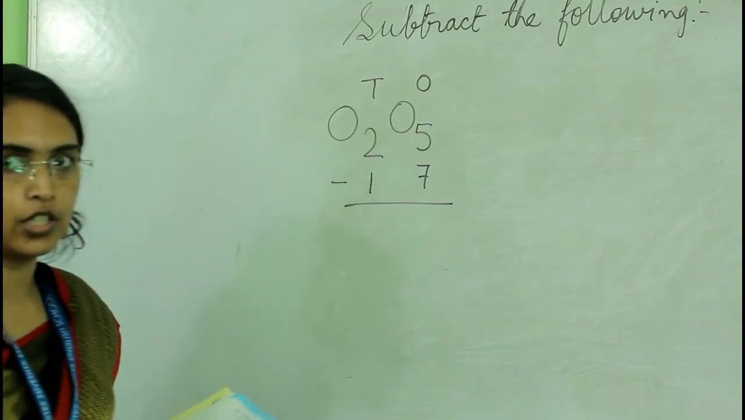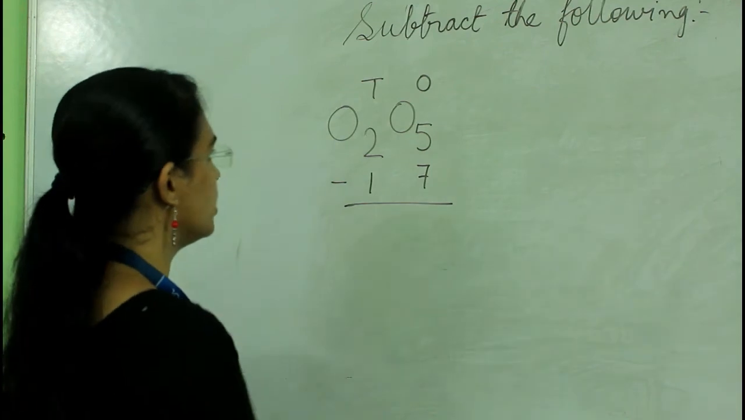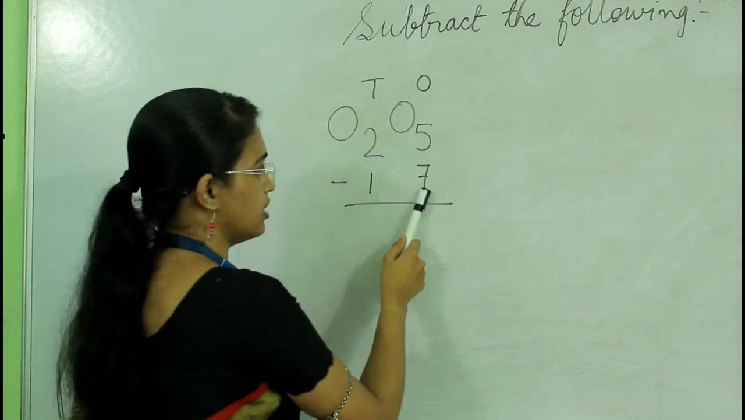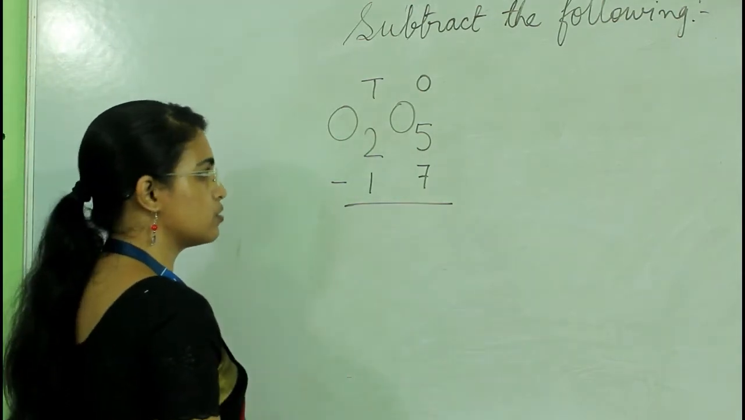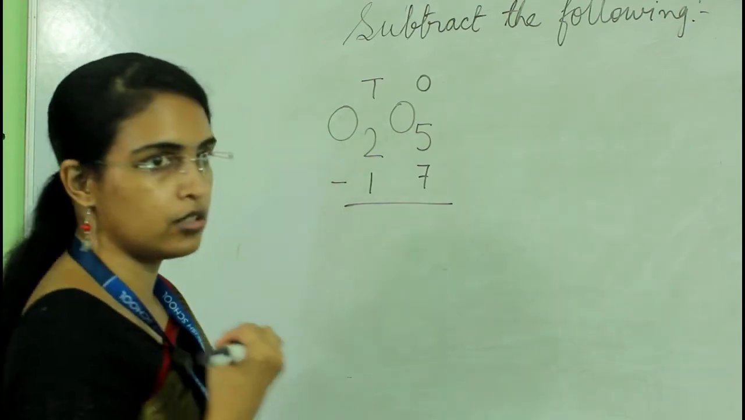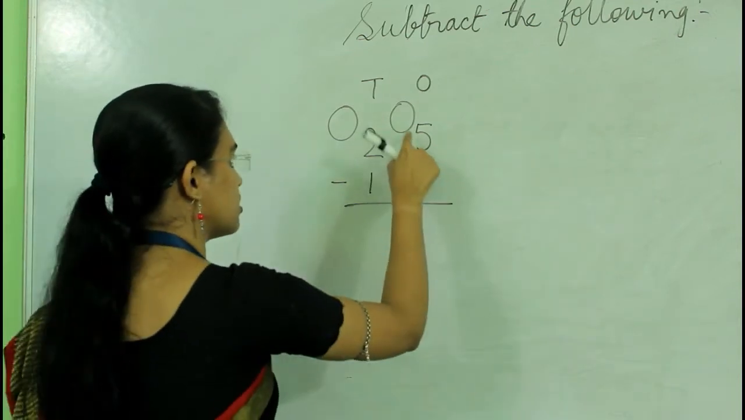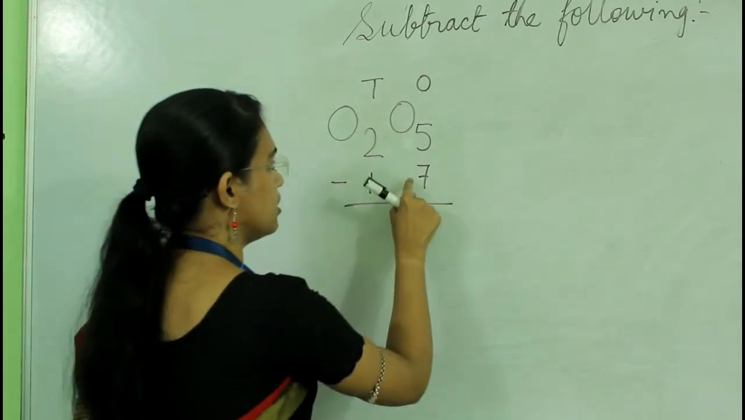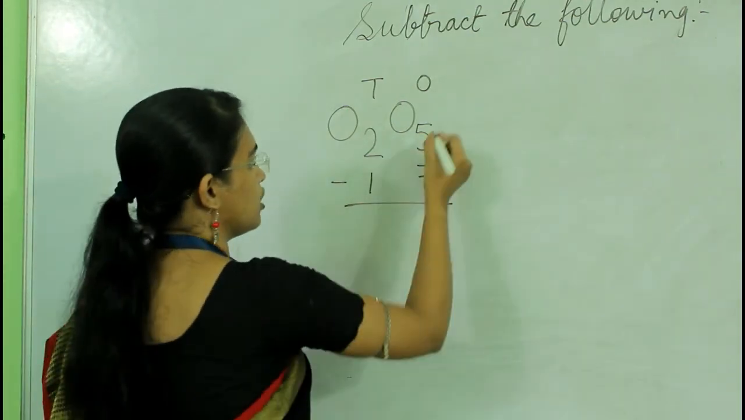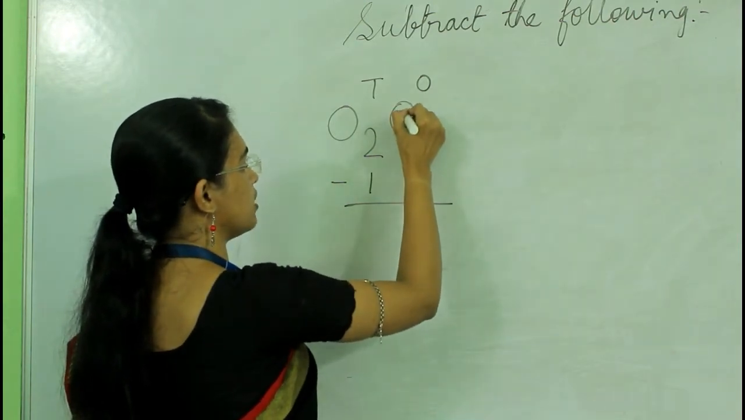So our first question is 25 minus 17. Now here in ones place, at the top we have 5 and at the down we have 7. So which one is the biggest number? 7, and we can't subtract any smallest number to any biggest number, right? So for making this bigger, what we have to do? We have to carry. So if you take carry, 5 becomes 15.